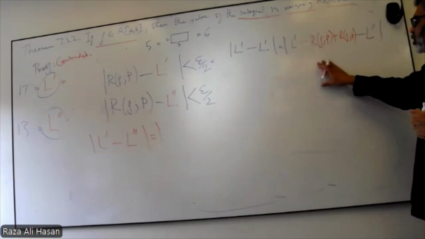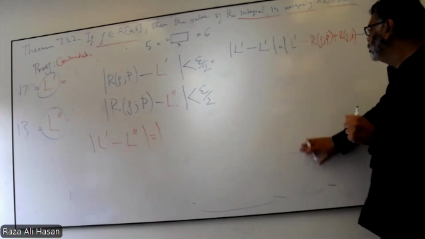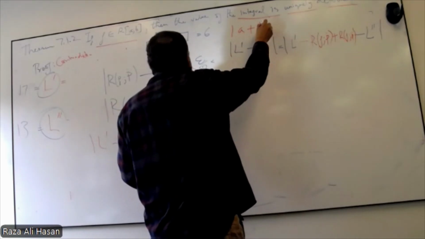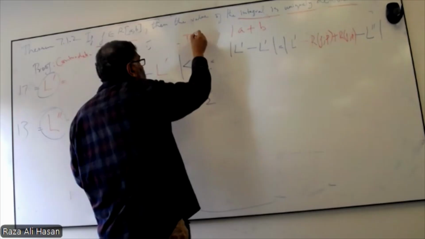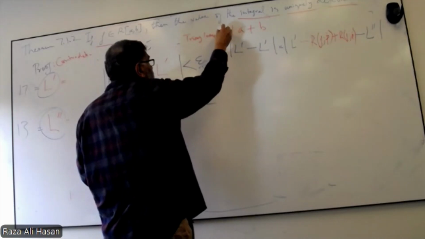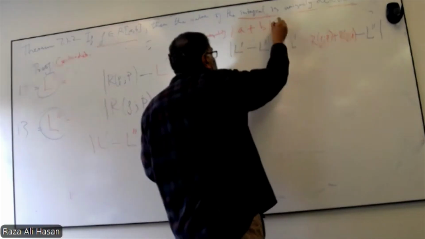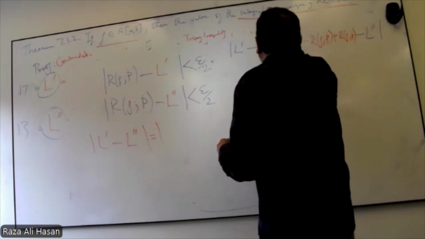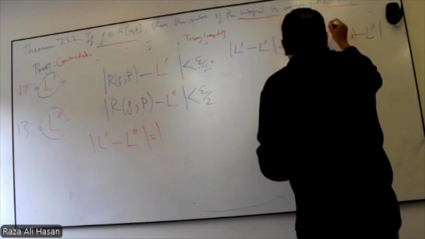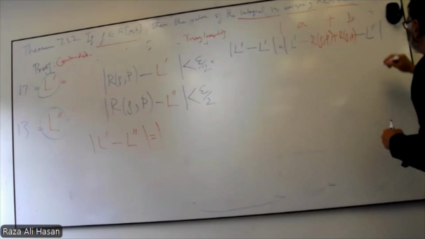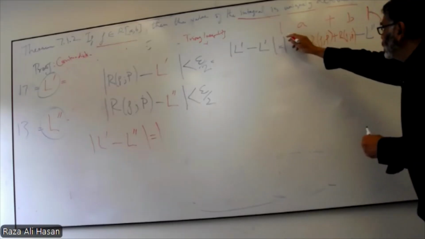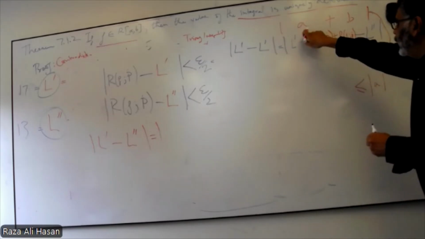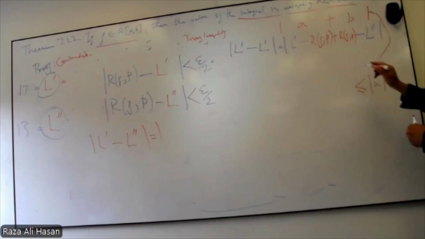Yes? And now we're going to take this thing and so I'm writing the triangle inequality rule or properties, which is if you have A plus B, in other words, if you have A plus B, this whole thing is less than or equal to modulus A plus modulus B.